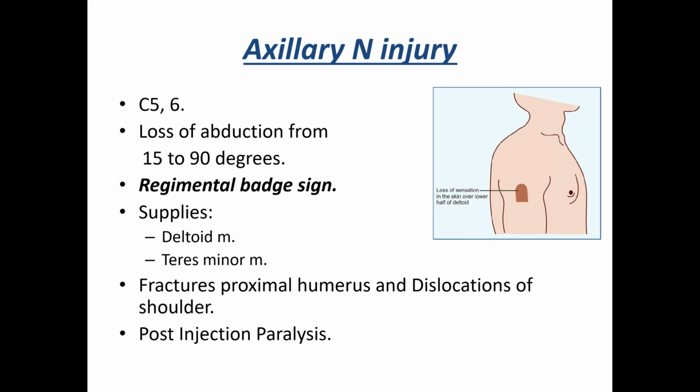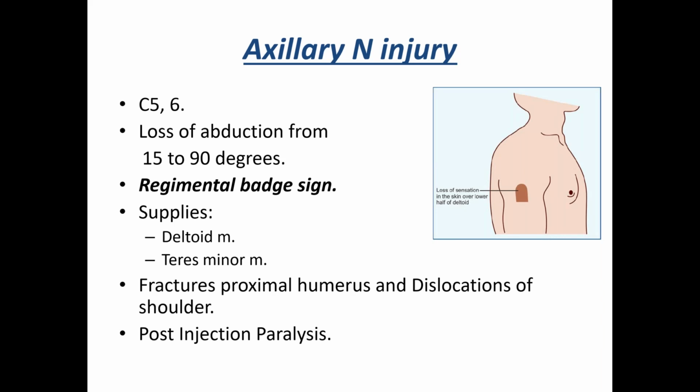And fractures of the proximal humerus, dislocation of the shoulder, they can cause an axillary nerve injury, and the patient will present with loss of abduction from 15 to 90 degrees. The patient will not be able to abduct the shoulder from between 15 to 90 degrees.